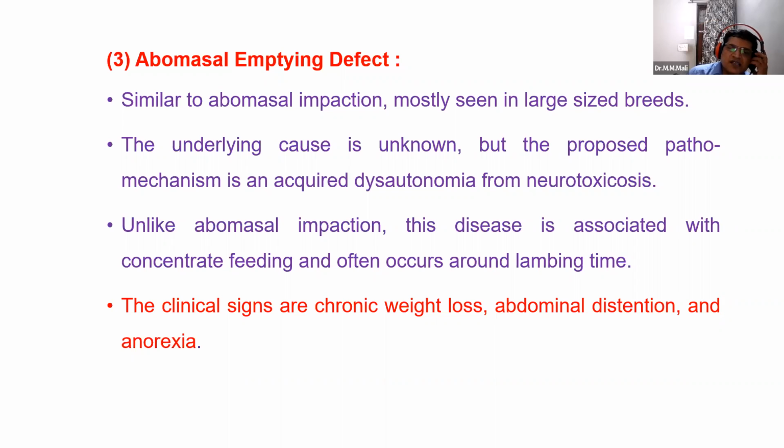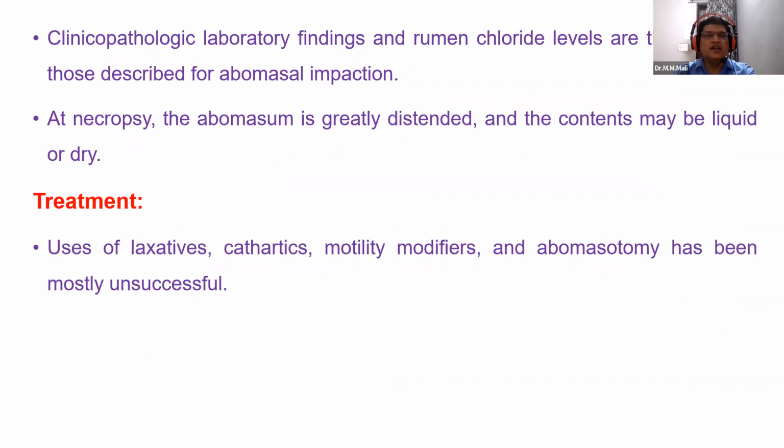The clinical signs are chronic weight loss, abdominal distension, and anorexia. The clinicopathological laboratory findings are the same as described for abomasal impaction. At necropsy, the abomasum is greatly distended and the contents may be liquid or dry. The treatment for this defect is the use of laxatives, cathartics, motility modifiers, and abomasostomy has been mostly successful.